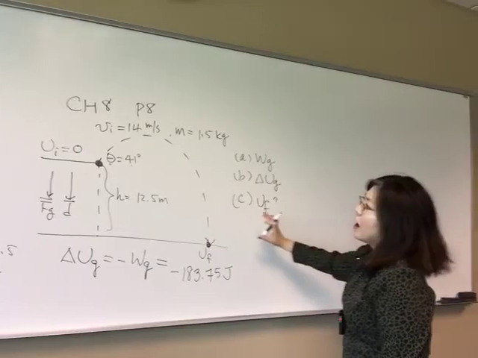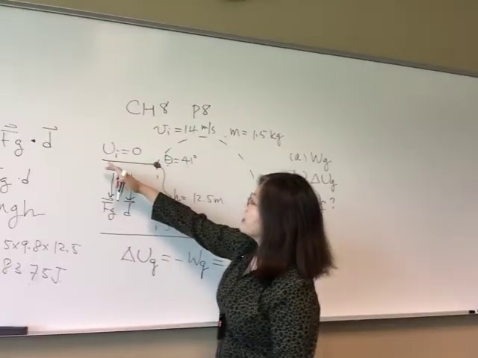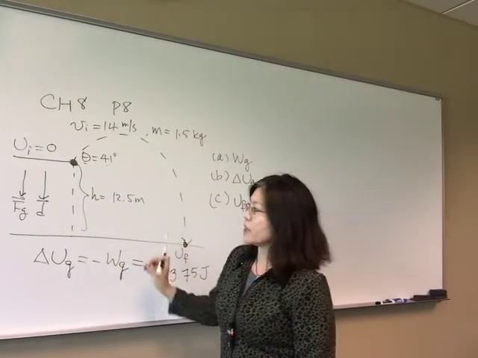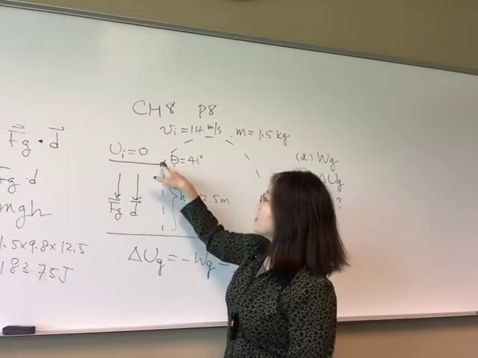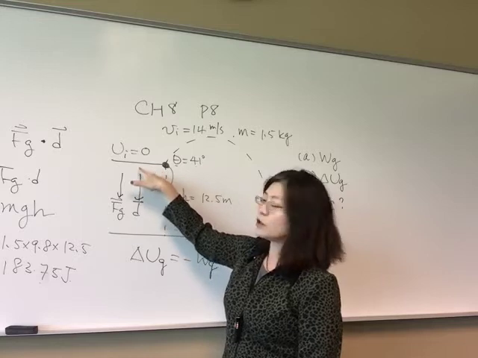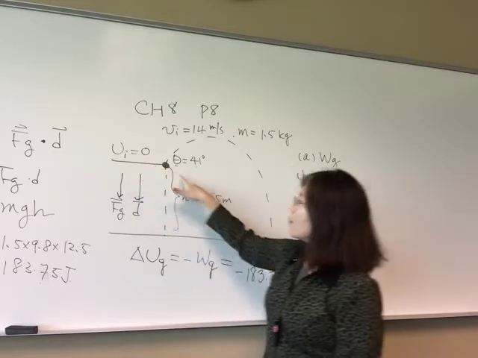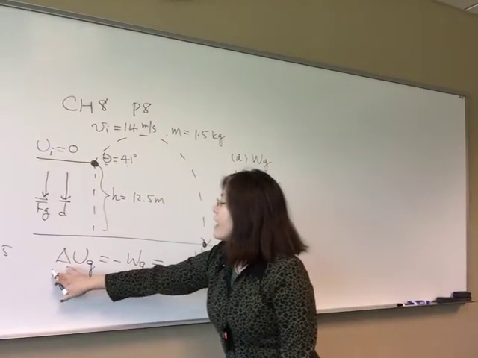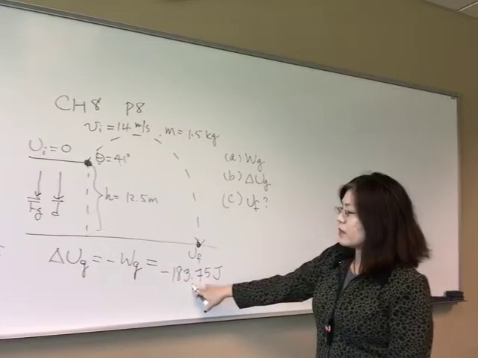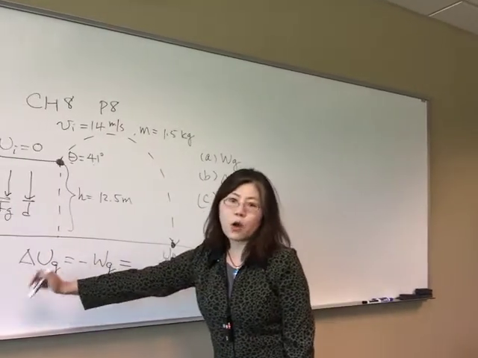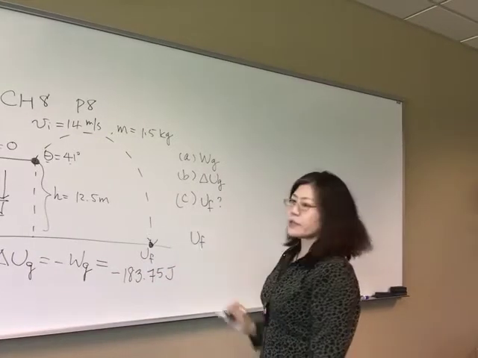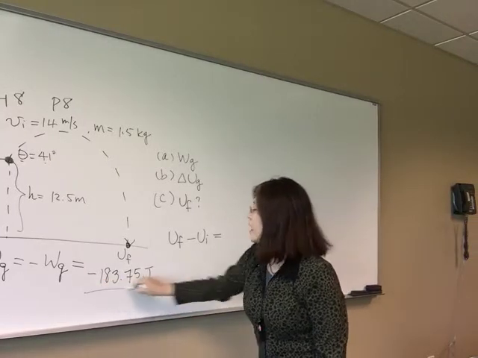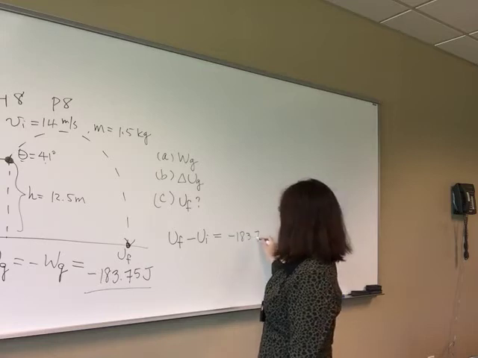Okay? Now, the last part is that if this is taken to be zero, if we define, remember, gravitational potential energy is always in reference, so you have to have a reference point. So in the problem, it says that if we define this gravitational potential energy to be zero at the initial height, what will be the gravitational potential energy at that location? So we already have the change in gravitational potential energy, and the change in gravitational potential energy always is equal to the final gravitational potential energy minus the initial gravitational potential energy, and that's equal to this value. So it's equal to negative 183.75 joules.